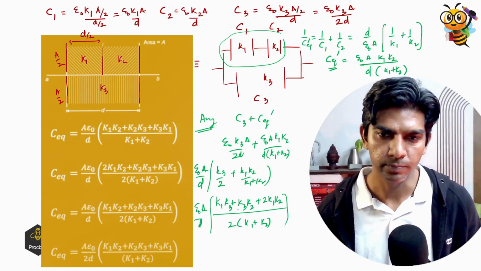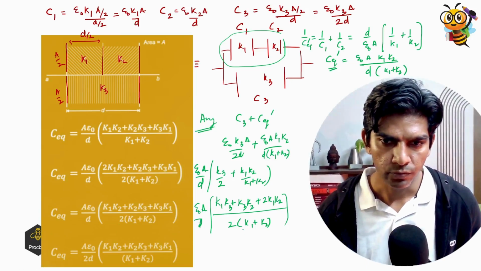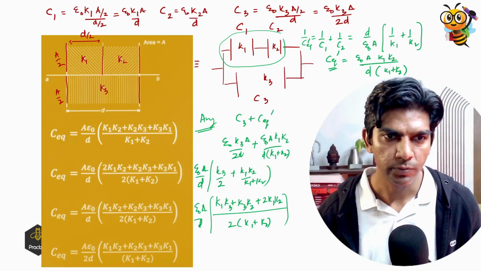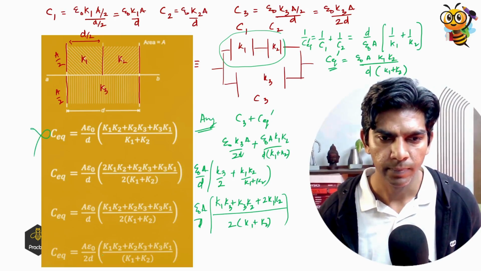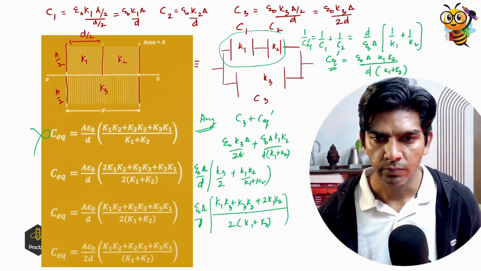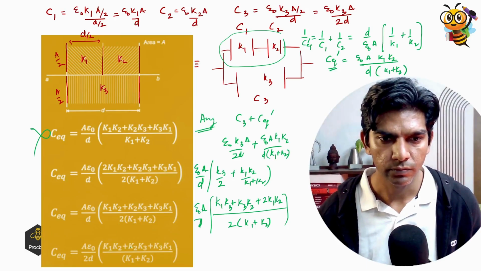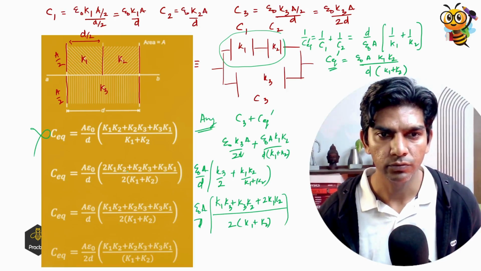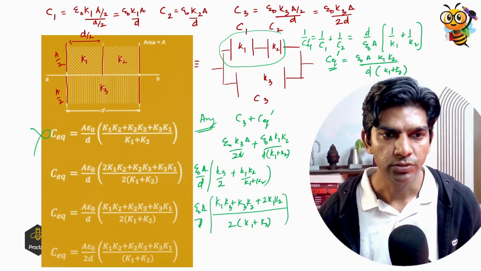So let us see the options. We have 2 K1 K2 and K1 plus K2 in the denominator. So the first option is incorrect. We have 2 times K1 K2 in the numerator, so option 2 is the right answer.